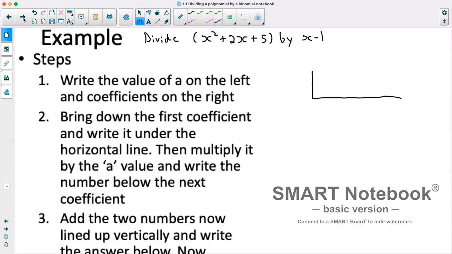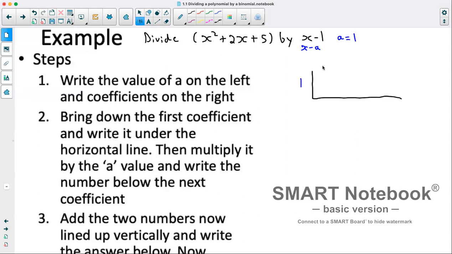So we'll do this example and go through the various steps. We want to divide x squared plus 2x plus 5 by x minus 1. Now, when we're dividing, that's of the form x minus a. So technically, if we've got x minus 1, our a value would be positive 1. So our first step is to write our a value on the left here, and then all of our coefficients on the right.